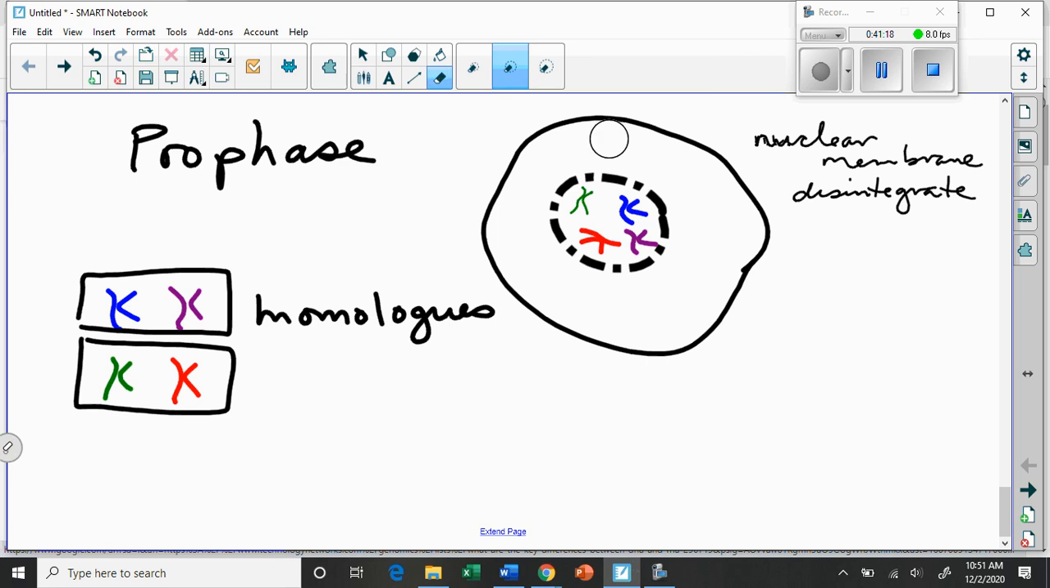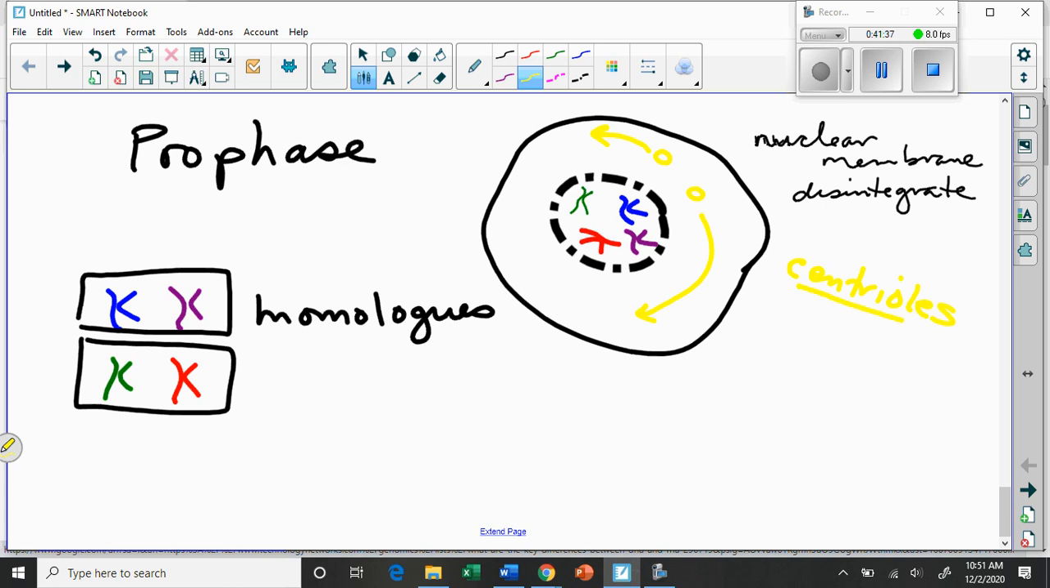Actually, let me draw them somewhere else. They're floating around in the cell. And what they're doing is they're moving to the ends of the cell. They're starting to find their way to the two ends, and you'll see why in a minute. Those are called the centrioles. They're moving to the other ends of the cell. That's prophase. Good? Can we move on?